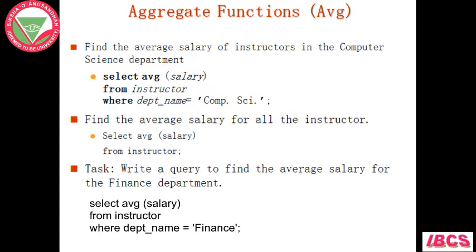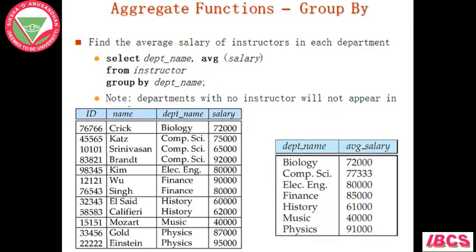Next we will discuss a phrase which is group by. Here we have to find out the average salary of the instructors in each of the departments. So it would be select department name, AVG within brackets salary from instructor group by department name.